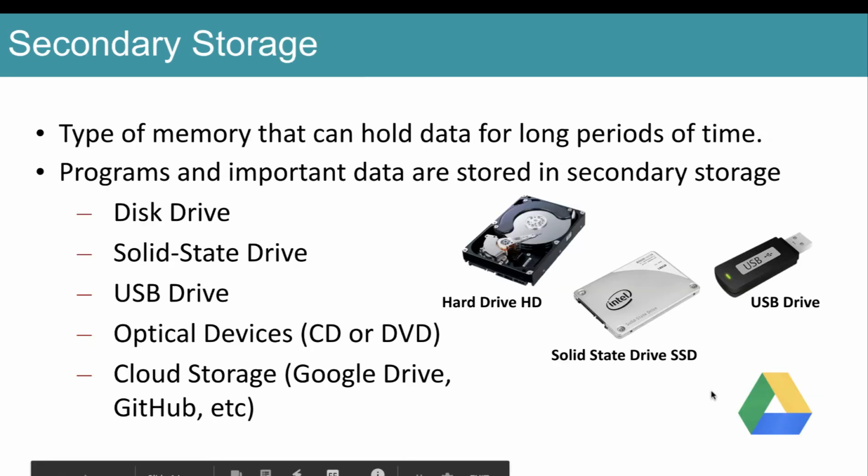Secondary storage is a type of memory that can hold data for long periods of time. So any programs that you install on your computer or any documents that you may store on your computer are stored in secondary storage. And we have different types of secondary storage that we use. We use disk drives, solid state drives, USB drives, optical drives, and cloud storage. So if you're storing your information up on Google Drive, you're using cloud storage.